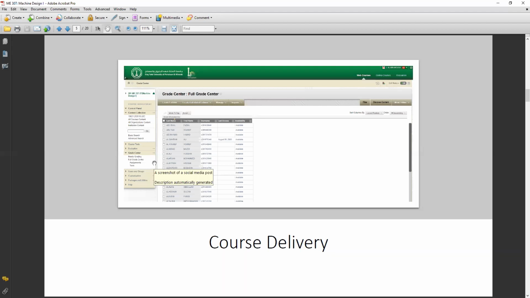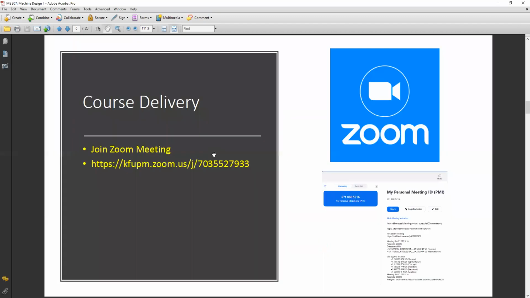Do you see the mouse while I'm moving it? Can you see it, Shabab? Yes. Okay. So basically, you just have to go to the grade center and then you say full grade center and you will see your grades over here. Of course, this is now showing everybody because I am the instructor, but you will see only your own grade.